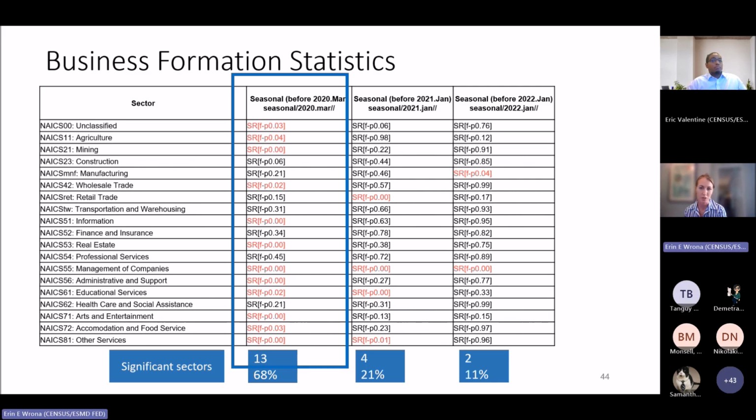You can see the March 2020 time period results in the most significant sectors at 13 of the 19, using a p-value less than or equal to 0.05. Then there are 4 significant sectors when testing the January 2021 date, and just 2 at January 2022. And because of this, I focused on that March 2020 date where we have the most significant number of sectors.